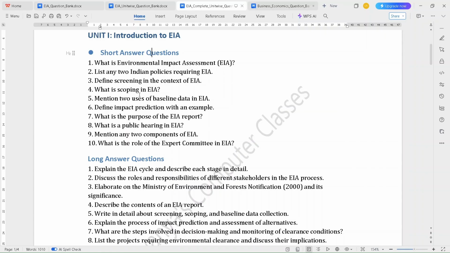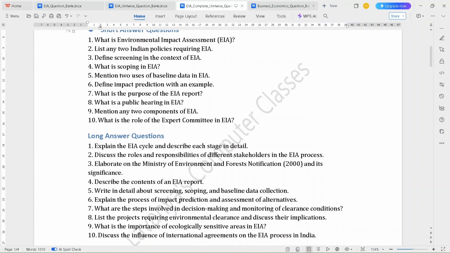What is the purpose of the EIA report? What is a public hearing in EIA? Mention any two components of EIA. What is the role of the expert committee in EIA?